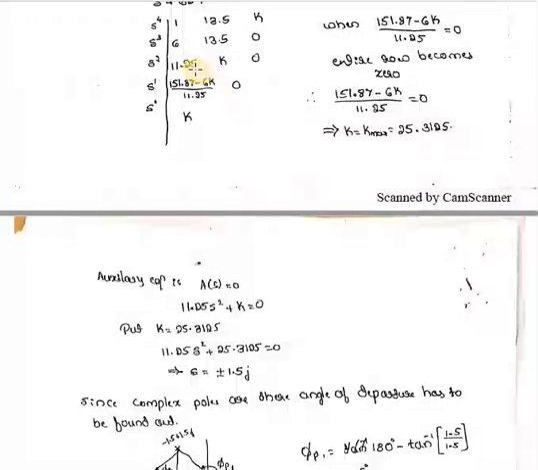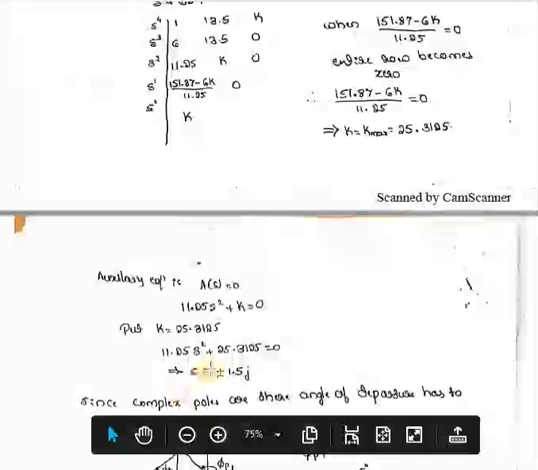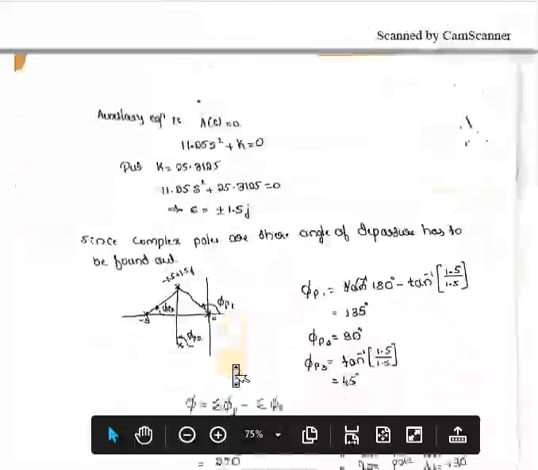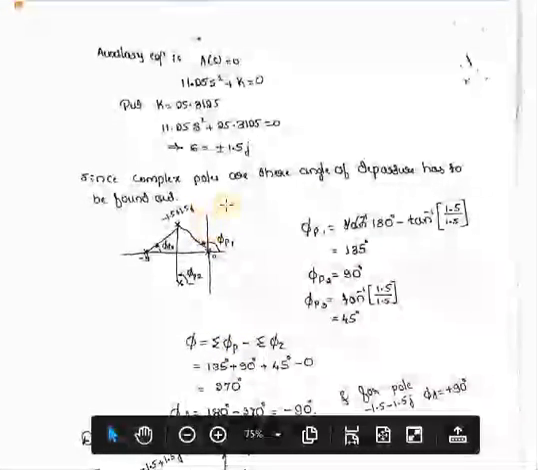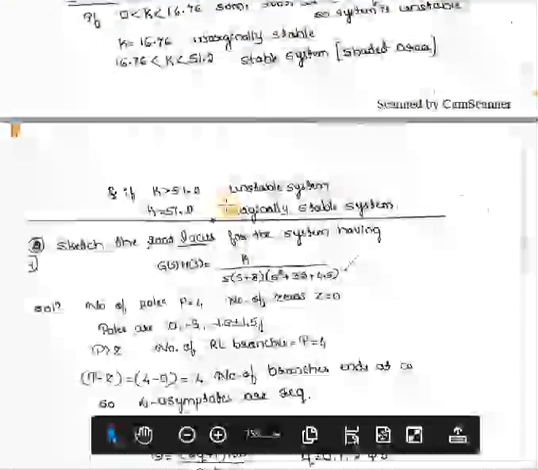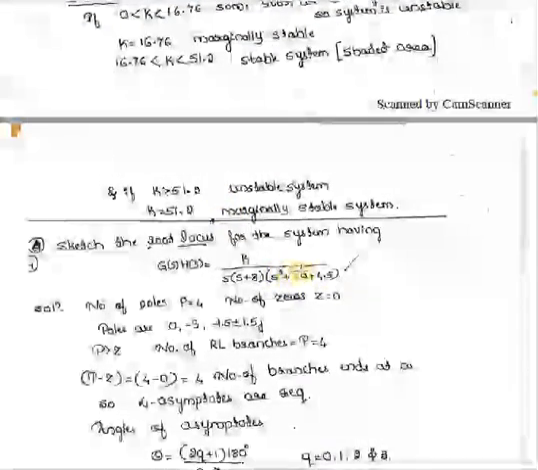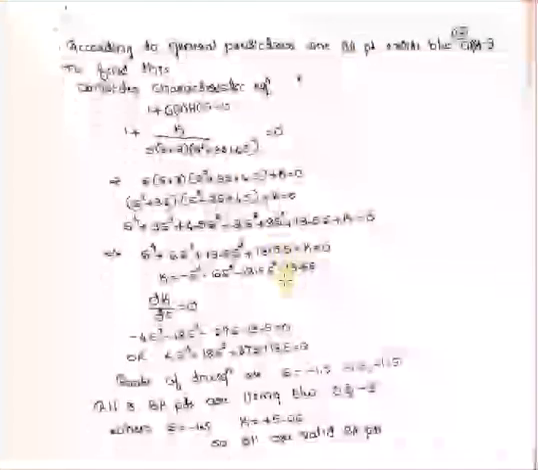Now consider the auxiliary equation, the row which is associated with the s square term here. It is 11.25 s square plus k equal to 0. In place of k, substitute this marginal value, 25.3125. You will get s as plus or minus 1.5j. So this is the intersection of the root locus with the imaginary axis. Since there is a complex pole, as you observe here, you need to determine the angle of departure for this complex pole.